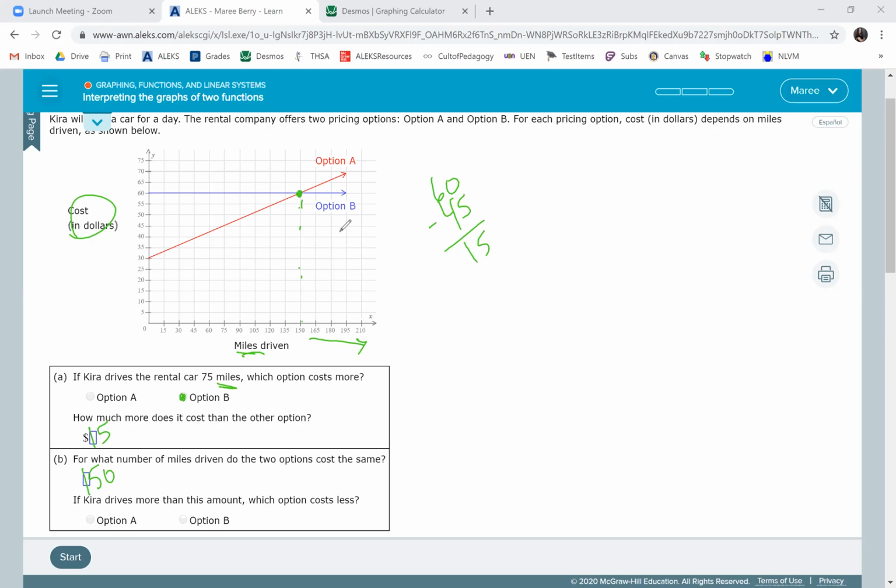If Kira drives more than this amount, so we're going to come up here higher, which option costs less? So as we go up, we see the option A is above option B, so that's more expensive. So the one that costs less is the one that's below, which is option B.